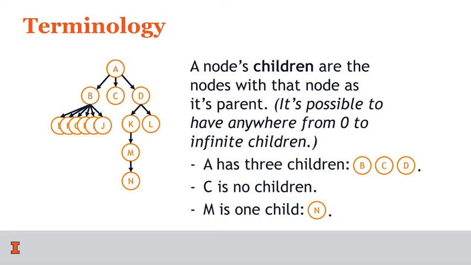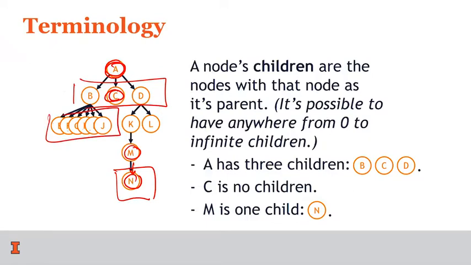On the flip side, a node's children are the nodes that have that node as a parent. So it's possible for a node to have anywhere from 0 children to an infinite number of children, while every node but the root has just a single parent. Notice that node A right here has 3 children. Node C, a leaf node, has no children. Leaf nodes have no children because they have no outbound edges. And M right here has just a single child. So we see a node that has 3 children, a node that has 1 child, and a node that has 6 children.